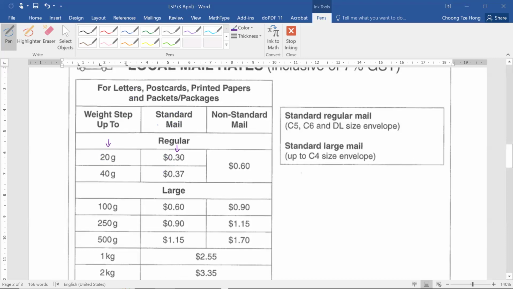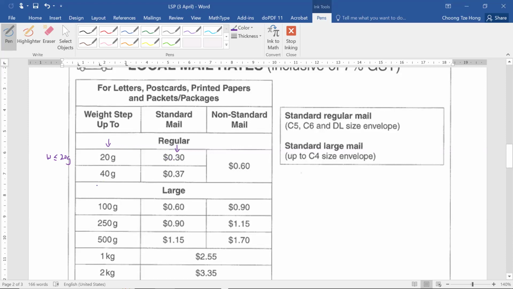Okay, so what does it mean by weight step up to? Now we need to interpret what this means. Alright, so 20 grams, 40 grams, 100 grams. So what do all these mean? For 20 grams, it actually means anything that is 20 grams or lesser. So the weight over here is anything that is less than or equals to 20 grams. That means all the way from something that is very, very light, maybe just 1 gram, up to 20 grams. If you are mailing something like that, then it will cost 30 cents.